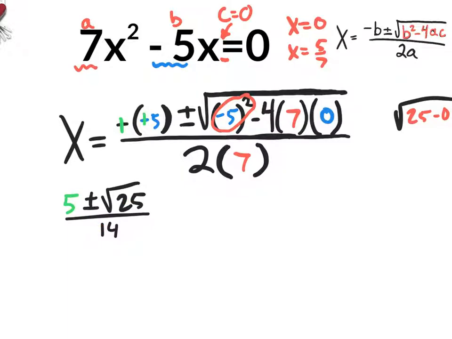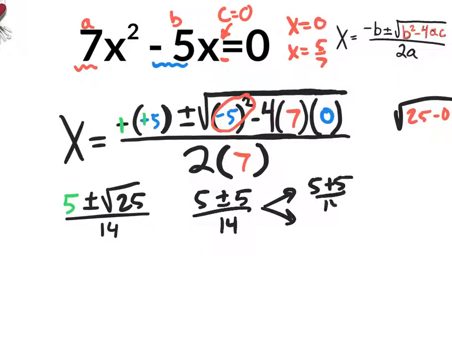Anyway, let's do the square root of 25. We get 5. So we really have 5 plus or minus 5/14. That's really 2 answers. 5 plus 5/14 and 5 minus 5/14. 5 plus 5 is 10. 10/14, you can't divide it, but you could reduce. What does it reduce down to? Divide by 2, 5/7. Perfect.